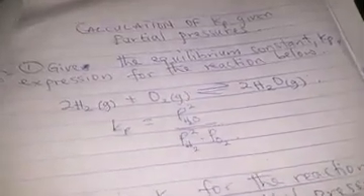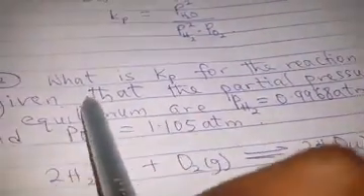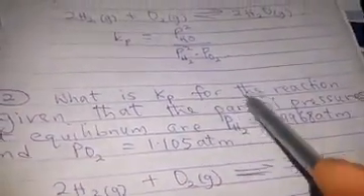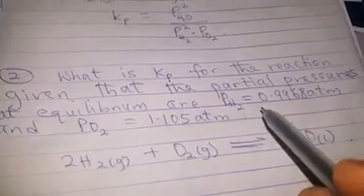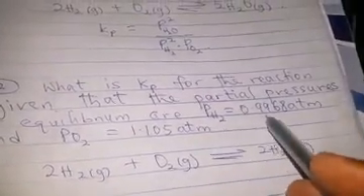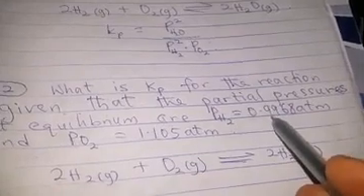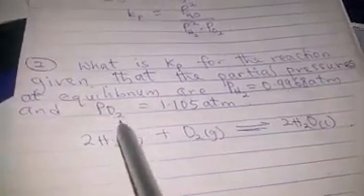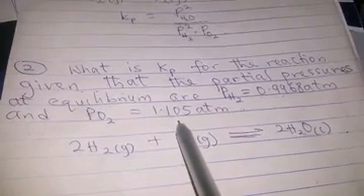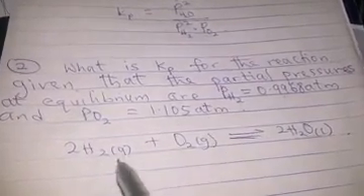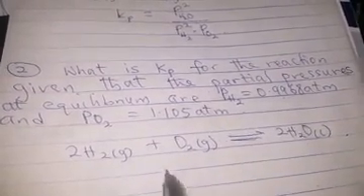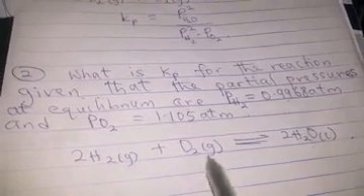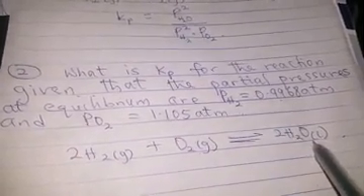Now let's look at another example. In this case, we are given values. It says, what is Kp for the reaction given that the partial pressures at equilibrium are: the partial pressure of hydrogen is 0.9968 atm, and the partial pressure of oxygen is 1.1058 atm. But first of all, let's look at the reaction. You can notice that there's a difference between this and the previous one. Here, both hydrogen and oxygen are gases, but water is a liquid. So how do we go about this?